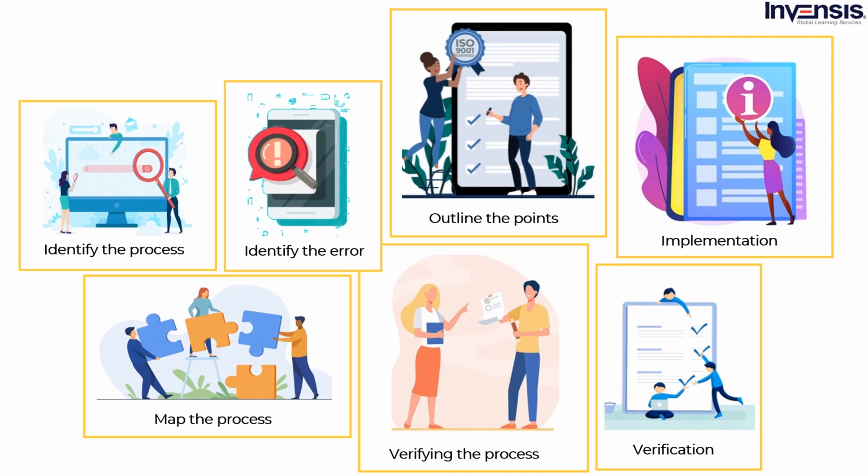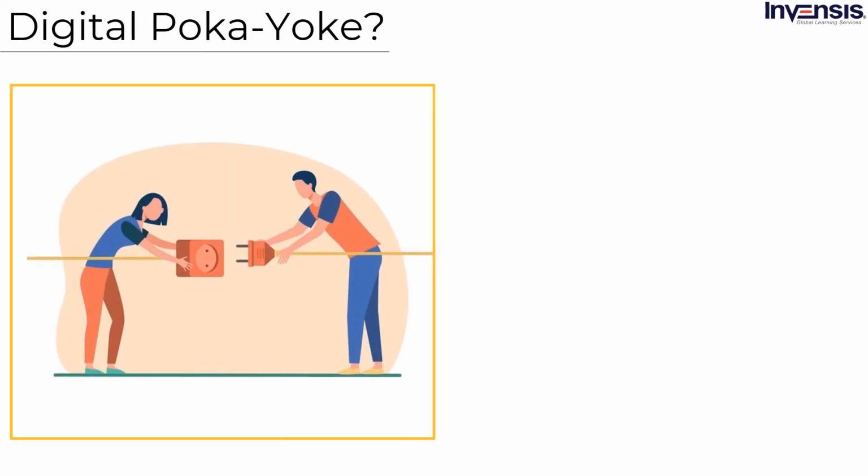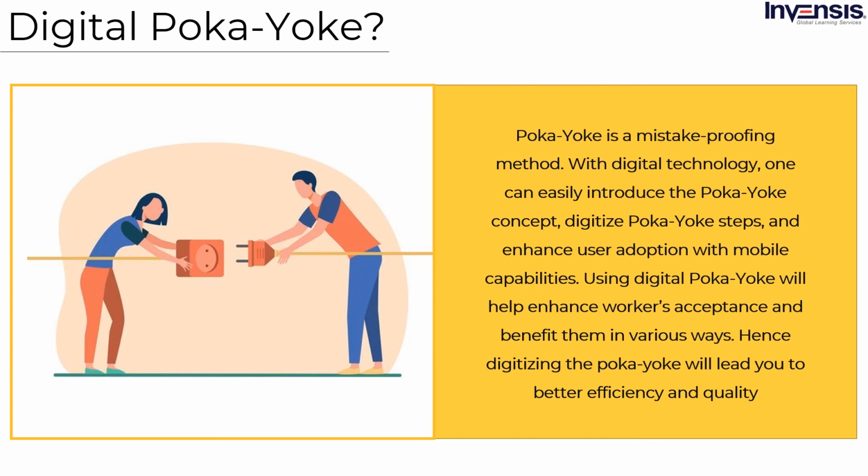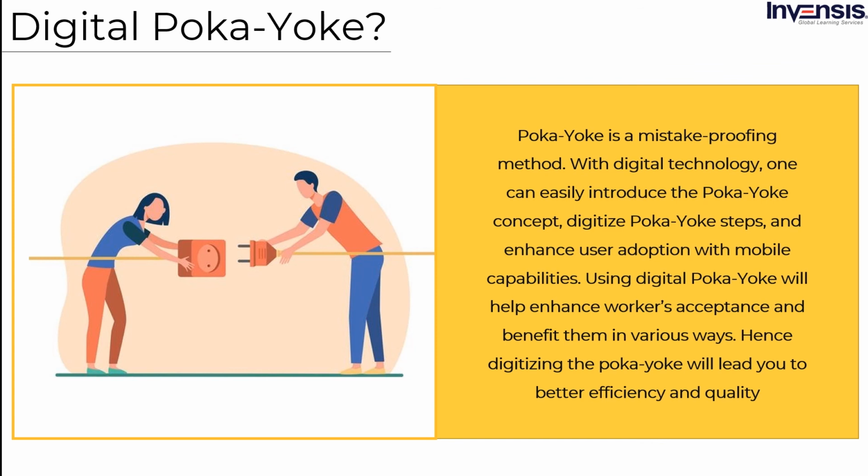After understanding the implementation process of Poka-Yoke, let us talk about digital Poka-Yoke. Poka-Yoke is a mistake-proofing method. With digital technology, one can easily introduce the Poka-Yoke concept, digitize Poka-Yoke steps, and enhance user adoption with mobile capabilities. Using digital Poka-Yoke will help enhance workers' acceptance and benefit them in various ways. Hence, digitizing the Poka-Yoke will lead you to better efficiency and quality.